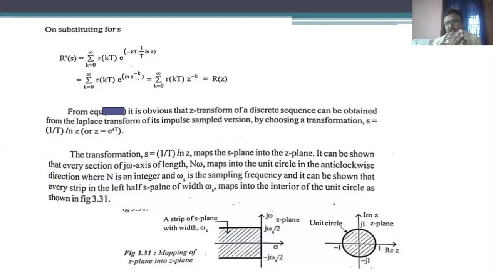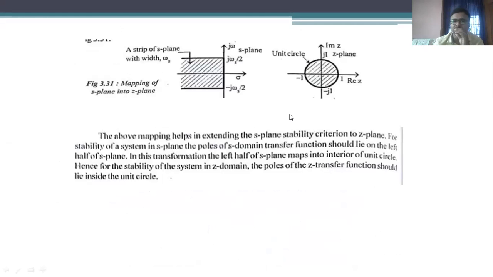The left hand side portion of the S plane, that means the area of this particular strip, has to map with the interior of the unit circle of the Z plane. So this is the relation between the S plane and the Z plane. This above diagram explains the relationship between the portion of the left hand side and the portion of the interior of the unit circle.